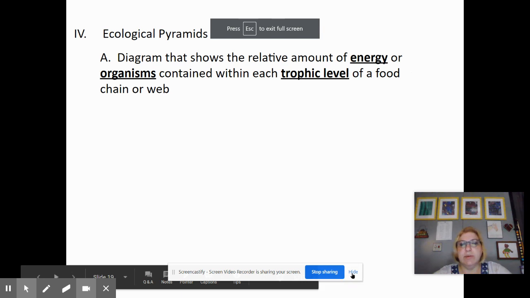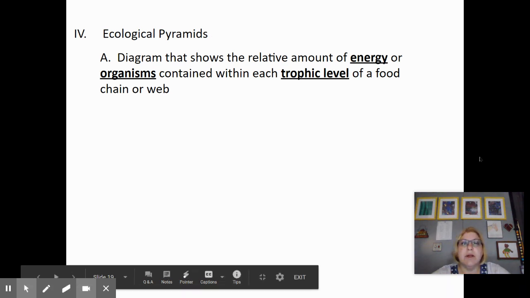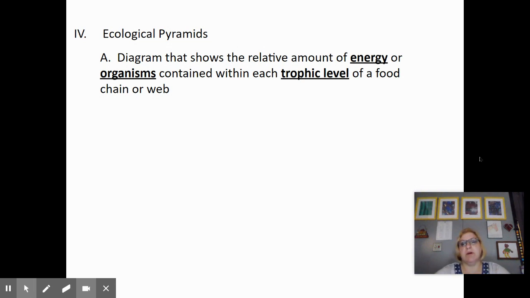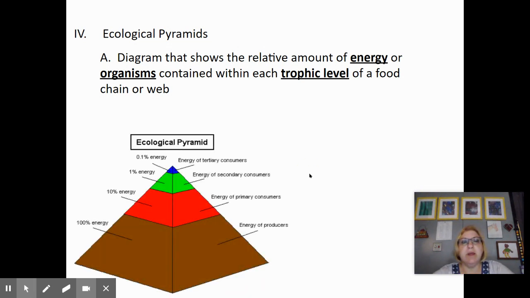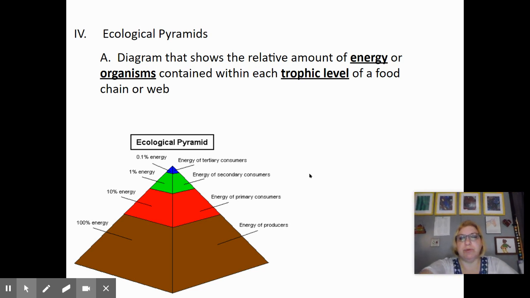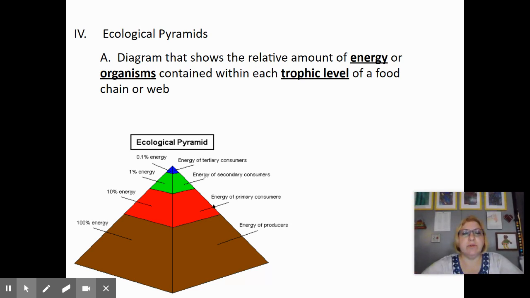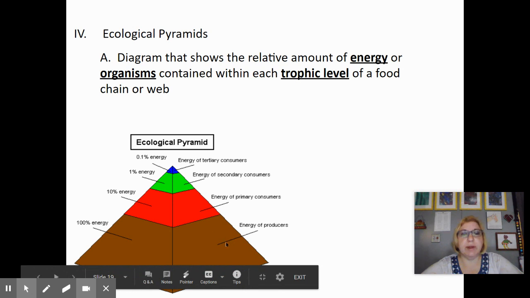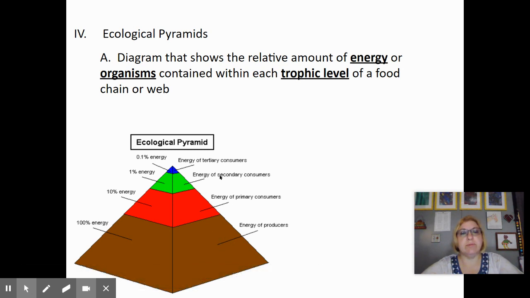Hi, I would like to share with you some information about ecological pyramids. We've been talking about food chains and food webs, and I just want to show you how energy is passed through the food chains and the food webs. So, over here on this side, we know we have the producers at the bottom of the food web, and then primary consumers, secondary consumers, tertiary consumers, which would probably include the apex predators at that level.